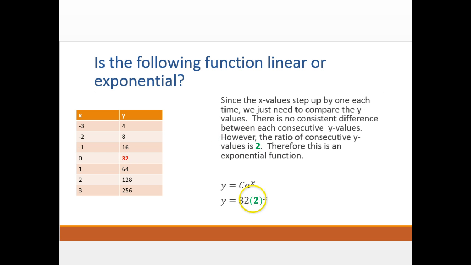This 2 is the factor that goes in here for your a, your compounding factor. Remember we said c was your initial value. In other words, your initial value is where x is 0. So 0 comma 32. So 32 is c, a is 2. So y is 32 times 2 to the x power.